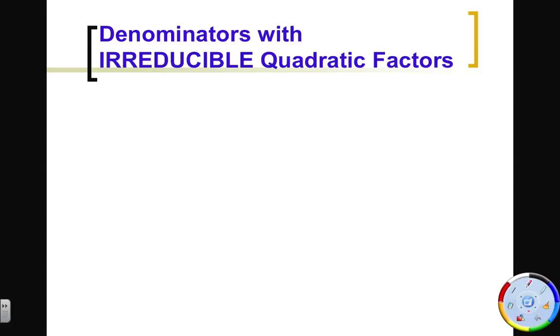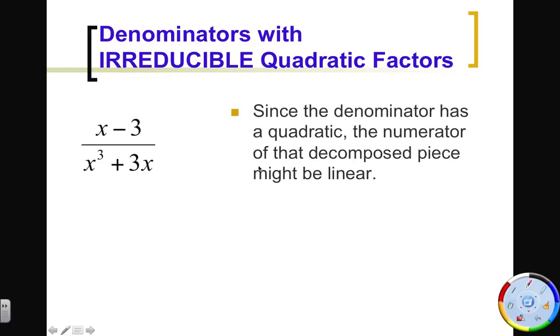What if we had numbers or fractions where our denominator was an irreducible quadratic factor? What does that mean, Mr. Nelson? It means something like this. If you factor this denominator, you would get x minus 3 over x times x squared plus 3. Well, x squared plus 3 cannot factor any farther.